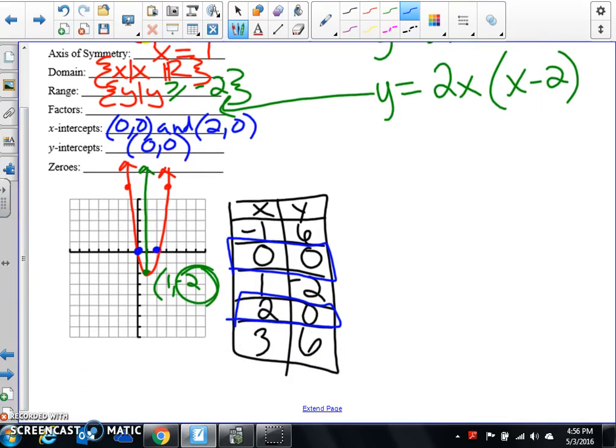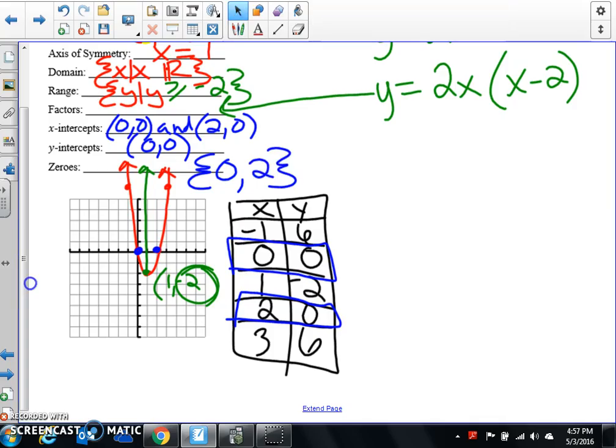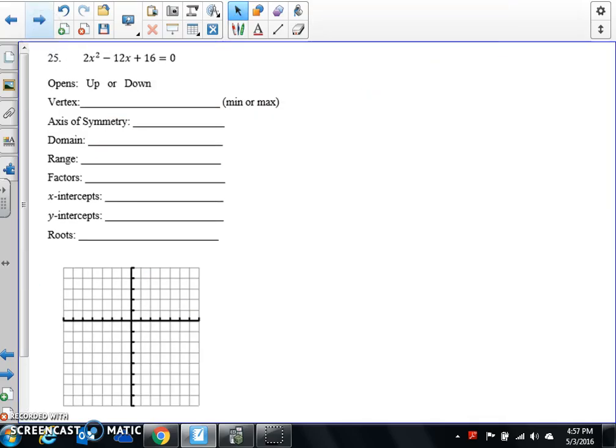And then my zeros, remember the difference between an x-intercept and a zero is that an x-intercept is actually a coordinate. My zero is just the number. So I would say 0, 2, and I would put them in my mustaches, my curly brackets. All right, make sure it's equal to 0. It is. My a is positive, therefore it's going to open up.